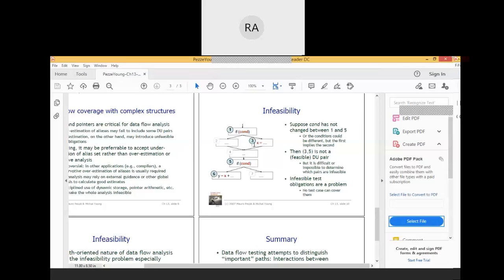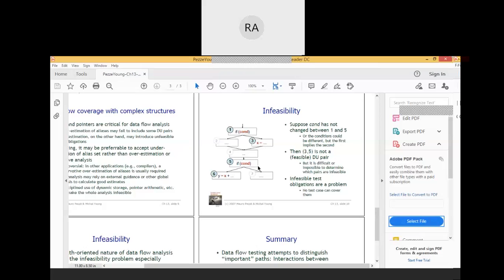Suppose the condition which is being defined at node number 1 and node number 5. If there is no change at all with respect to the conditions which I have written at node number 1 and 5, that is first is equal to second condition, then 3 and 5, they are not feasible DU pair.